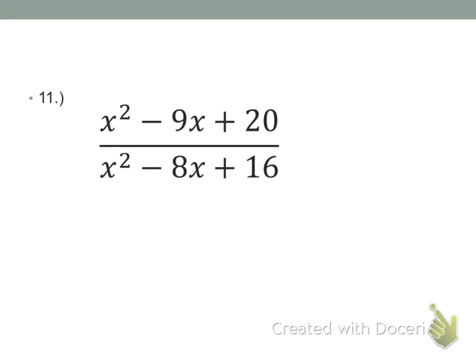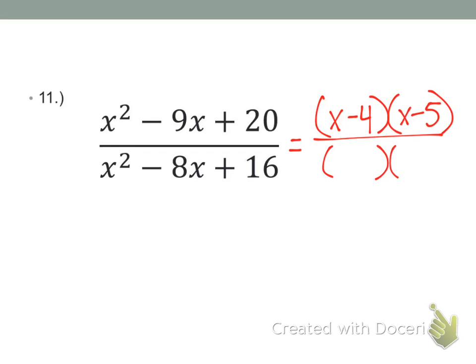Number 11, how did we factor the numerator? We used the x method, and what did we get? X minus 5. Good, x minus 5 and an x minus 4. What about our denominator? X minus 4, x minus 4. Use the x method on both the top and the bottom. What can cancel out? X minus 4s.